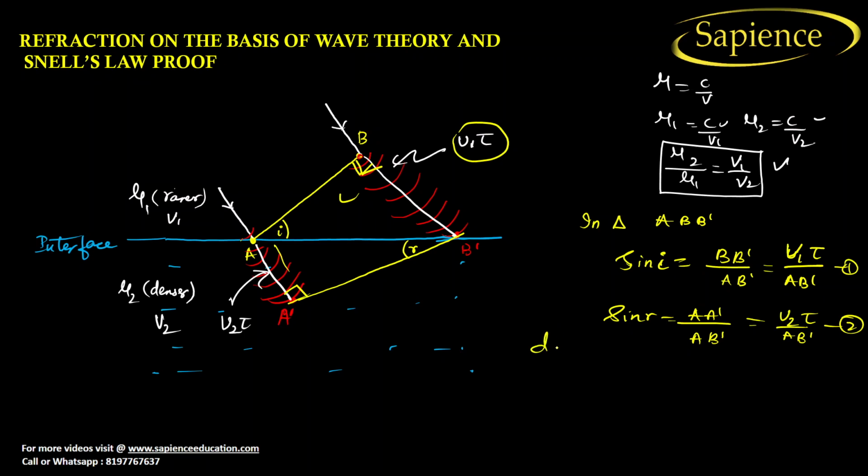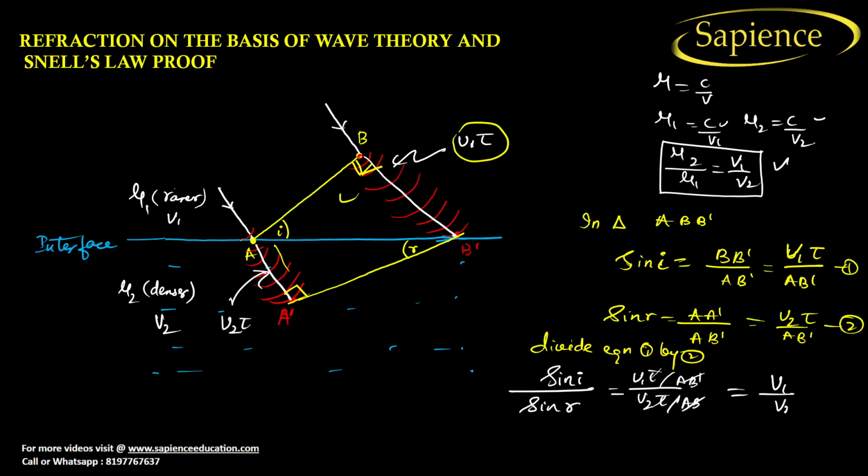Now divide equation 1 by 2. When you divide equation 1 by 2, what will we get? We will get sine of angle of incidence i divided by sine of angle r, equal to v1 into t divided by AB dash, divided by v2 into t divided by AB dash. So AB dash gets cancelled out, t gets cancelled out. Finally we have got v1 by v2.